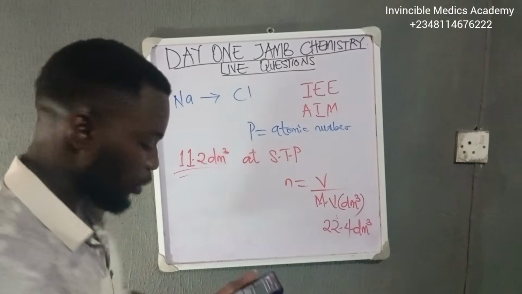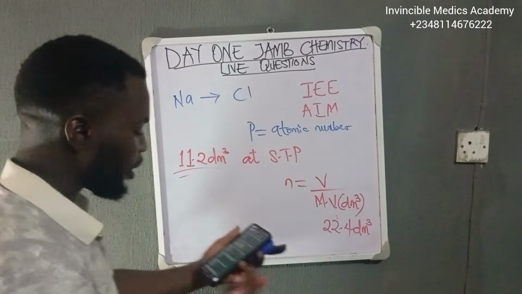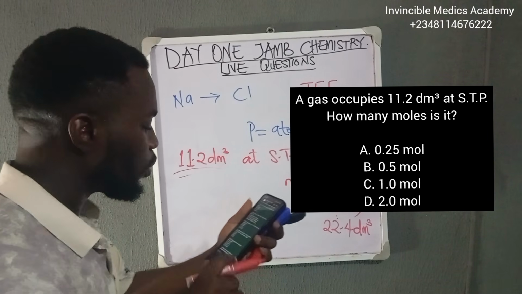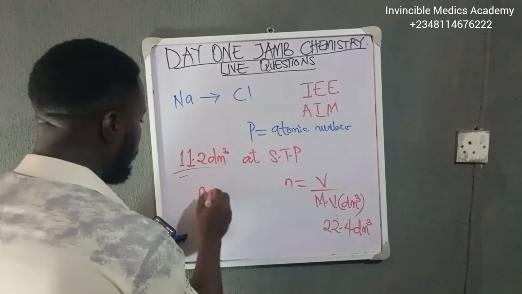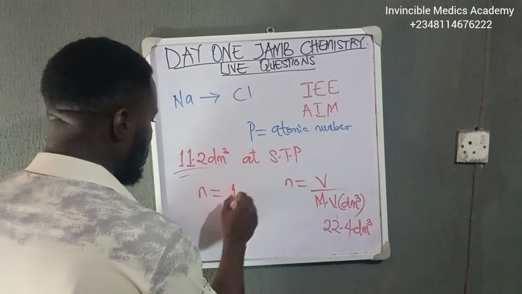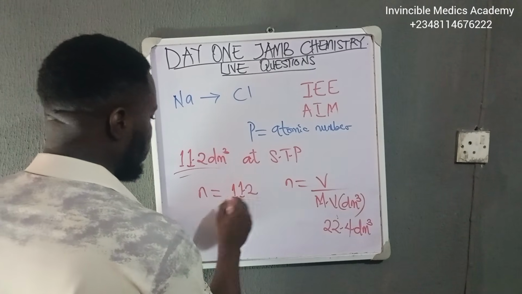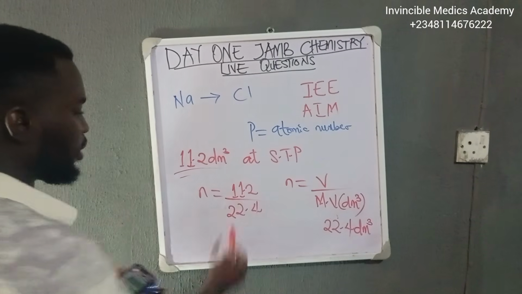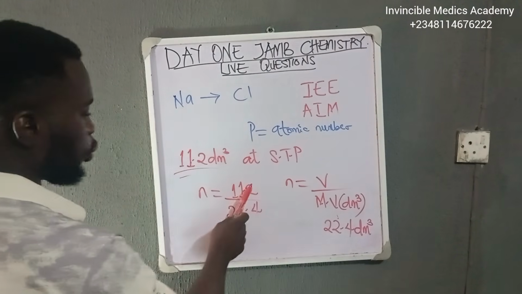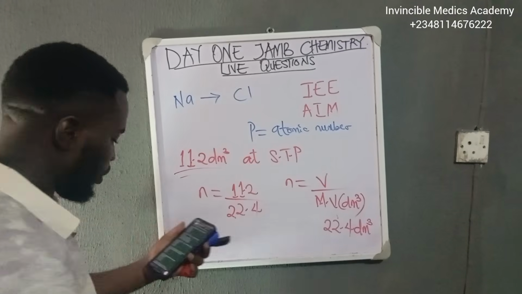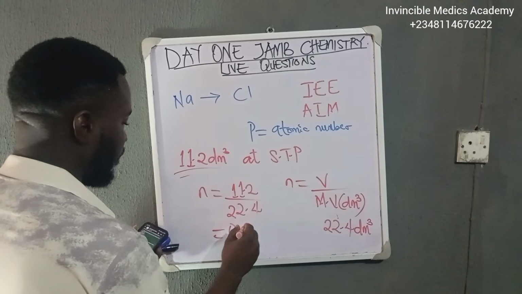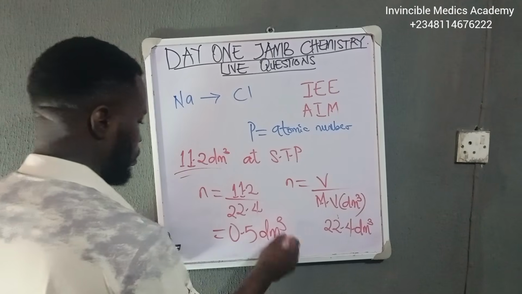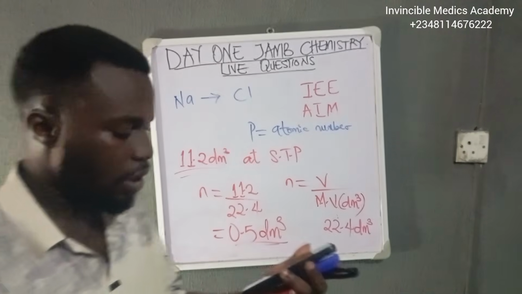Alright, so how do we attack the question? Simple. The question says a gas occupies 11.2 dm cube at STP. How many moles is it? So simple. Number of moles is equal to the volume, which is 11.2, divided by 22.4. Looking at this, 11 is half of 22, 2 is half of 4. So what does that tell you? It tells you that the answer is 0.5. That's half. And that's option B here.